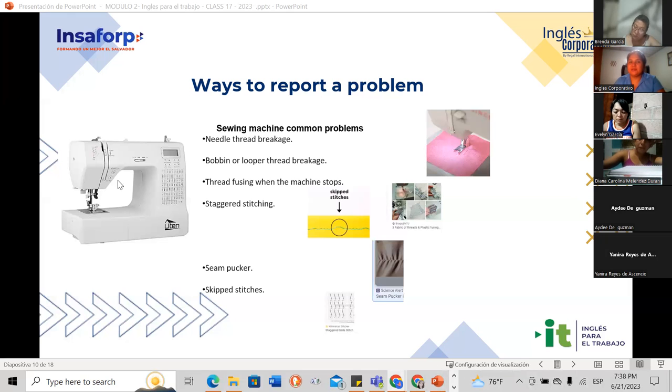Breakage. That is the correct pronunciation. Needle thread breakage. Okay, se le corta el hilo de la aguja. And also the bobbin thread breakage. O se le corta de la bobina, okay? So it puede ser de arriba, puede ser de abajo. Right? You have experience with that, you know.